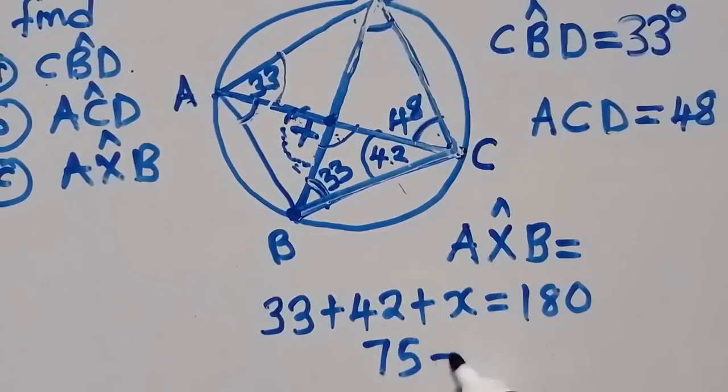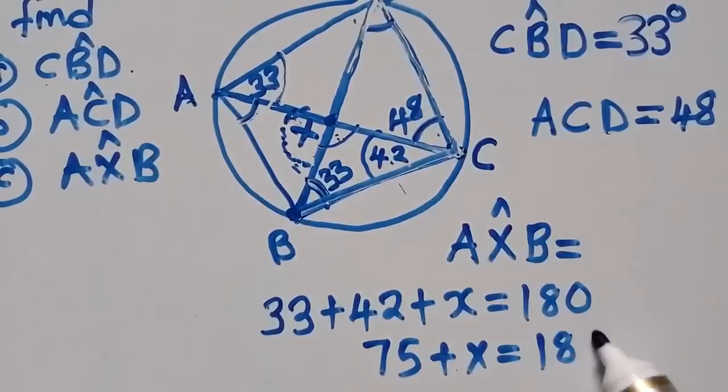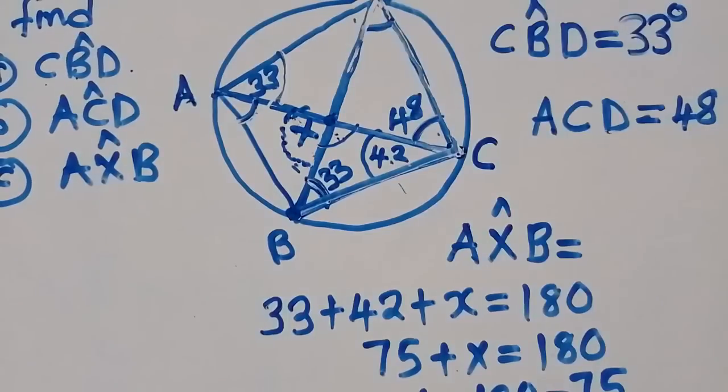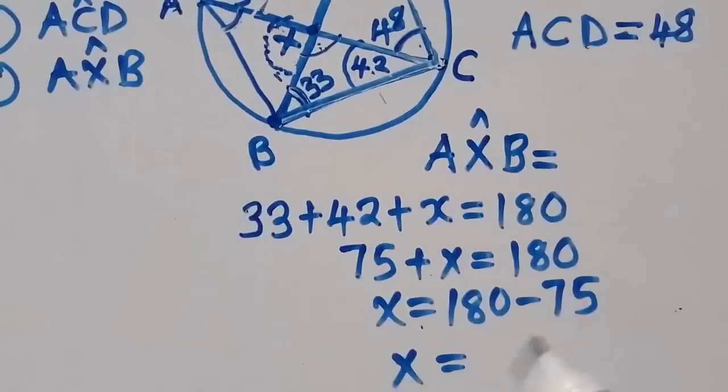So 75 plus x is equal to 180. You say x is equal to 180 minus 75. What is your answer? 180 minus 75. What will be your answer? Your answer will be 105 degrees.